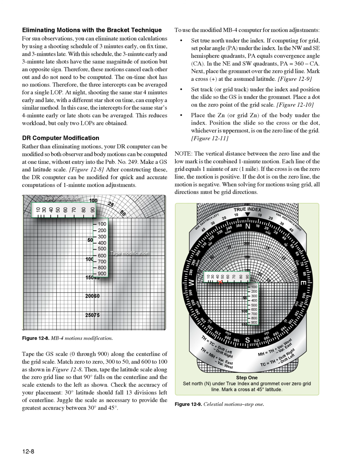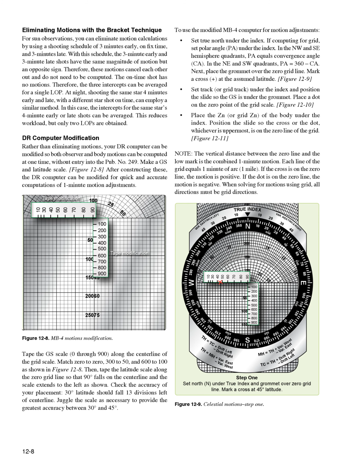At night, shooting the same star 4 minutes early and late, with a different star shot on time, can employ a similar method. In this case, the intercepts for the same star's 4-minute early or late shots can be averaged. This reduces workload, but only 2 LOPs are obtained.